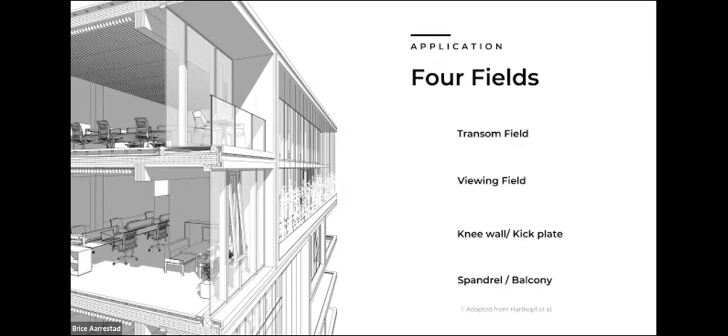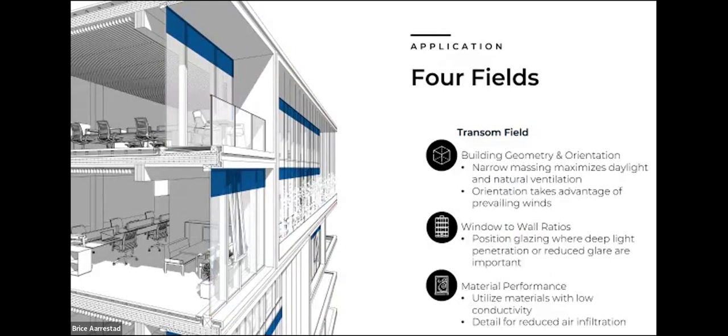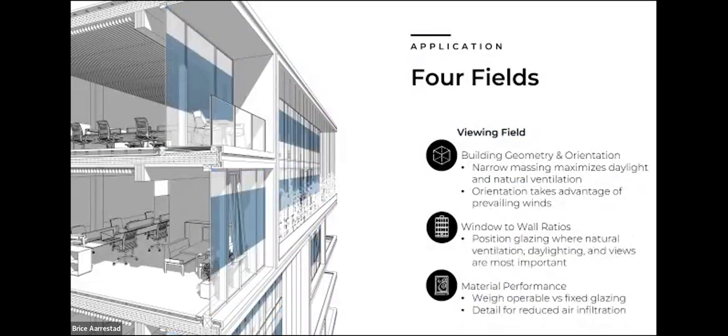So let's apply this to the 4 fields, and then we'll take some questions. Looking at the transom field first: building orientation and geometry, utilizing narrow massing to maximize daylight, and window to wall ratios, again positioning glazing where deep light penetration is most likely to occur, and reducing glare by using light shelves or something like that to bounce light deeper into the space. Material performance: utilizing materials with low conductivity, and detailing for reduced air infiltration.